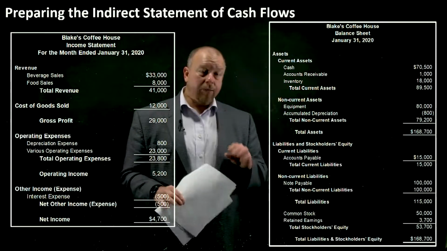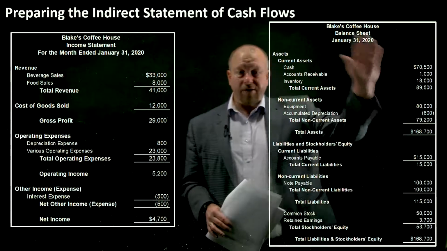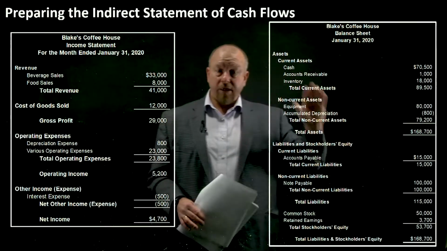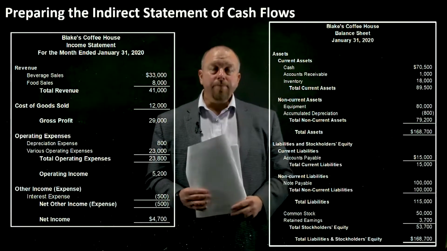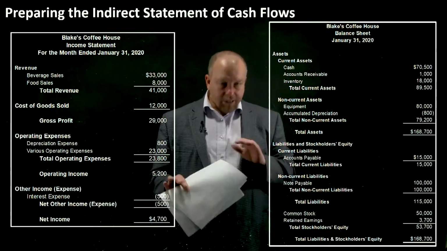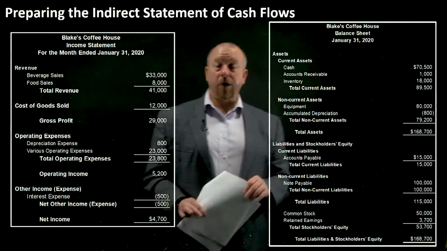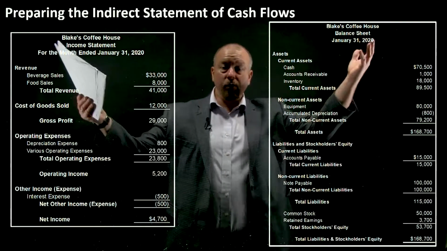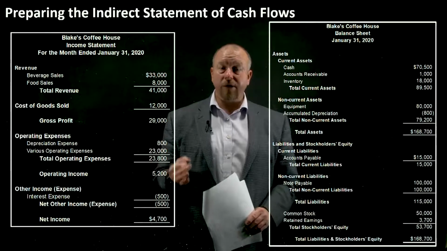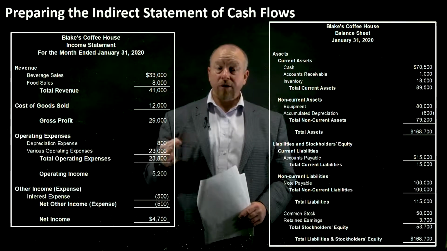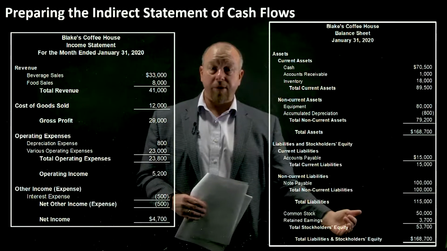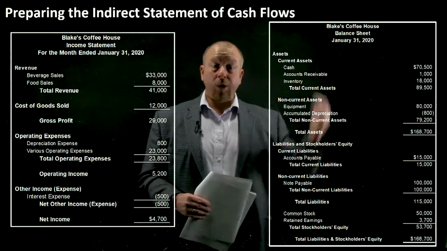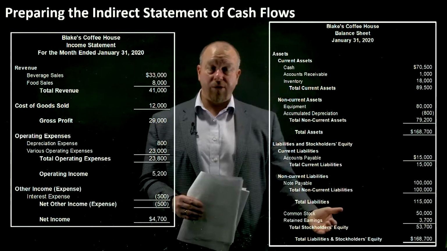Now, in a more complicated example, we would actually have side-by-side balance sheets: the current balance sheet and then the previous balance sheet. What I chose to do in this example to keep things simple is make this a brand new entity. January of 2020 is this coffee house's first month of operations. So the reality is everything on this balance sheet for the prior period would have been 0. So everything you see here is an increase.